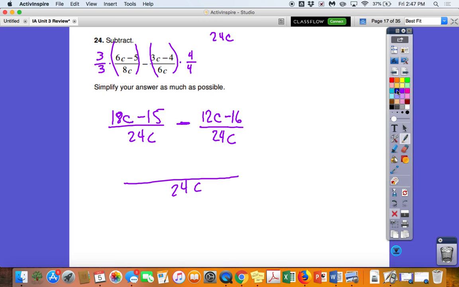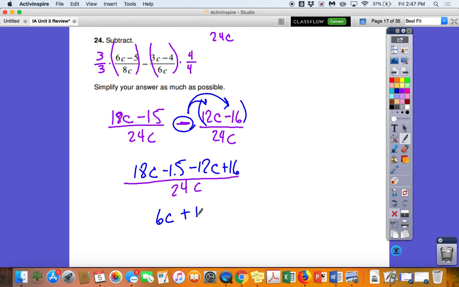But remember that thing we did earlier, when you got a binomial preceded by a minus, you got to distribute. So now I'm just going to go ahead and distribute it. So that would be a negative 12c, and then that's going to be a positive 16. So that's what I'm doing. I'm just distributing both terms. So get your like terms together. That's going to be 18 minus 12 is 6c, and negative 15 and positive 16 is positive 1 over 24c.